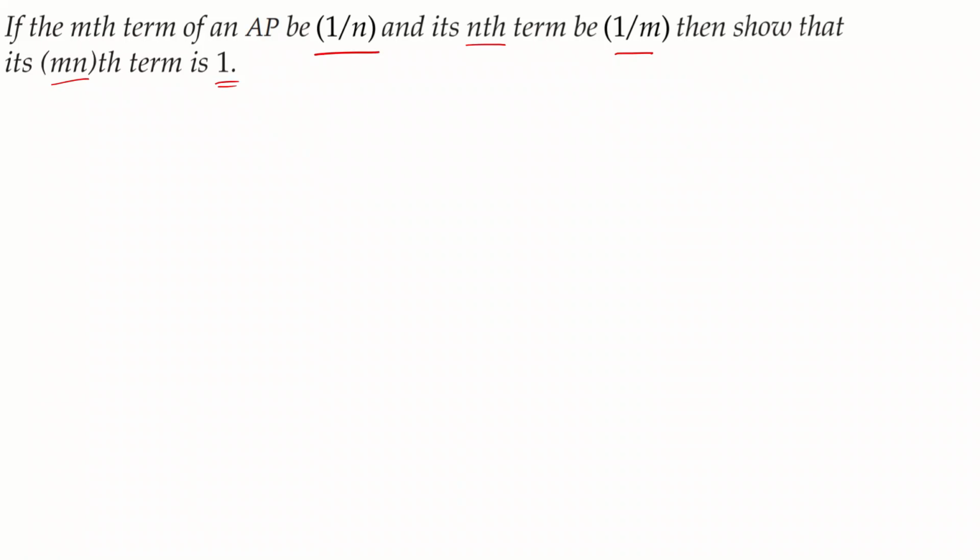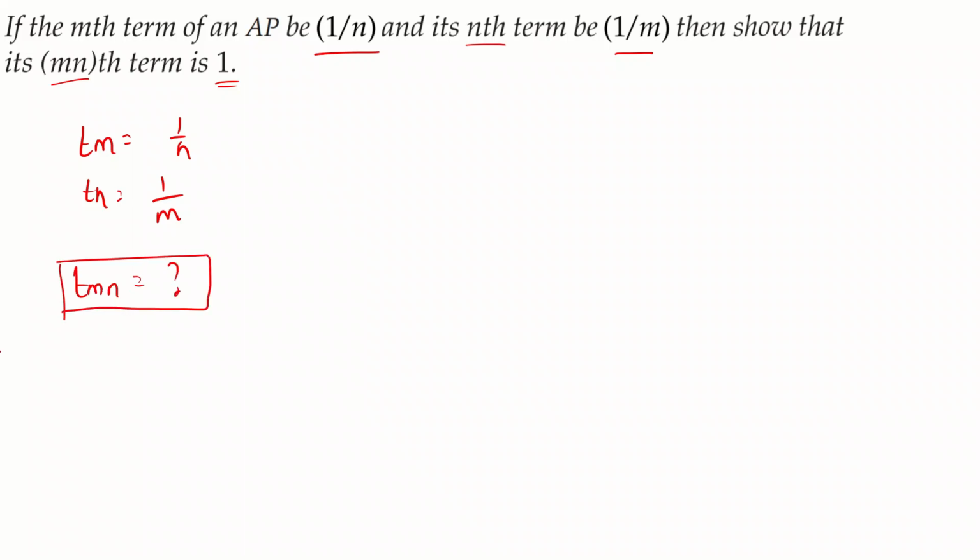You take the first term as A and D as the common difference, and you get two equations. You can write down Tm is equal to 1 by n and Tn is equal to 1 by m. So this will give you two equations in terms of A and D. Quickly solve them, find out the values of A and D, and then find the value of Tmn. They have asked us to find Tmn. Just put in those values of A and D and see what you get. Did you get 1 or not? Please pause the video and try, and then see the solution.